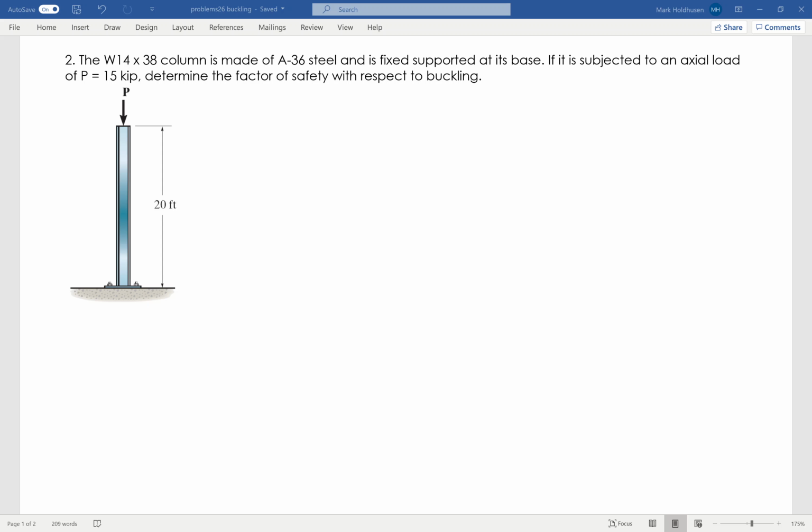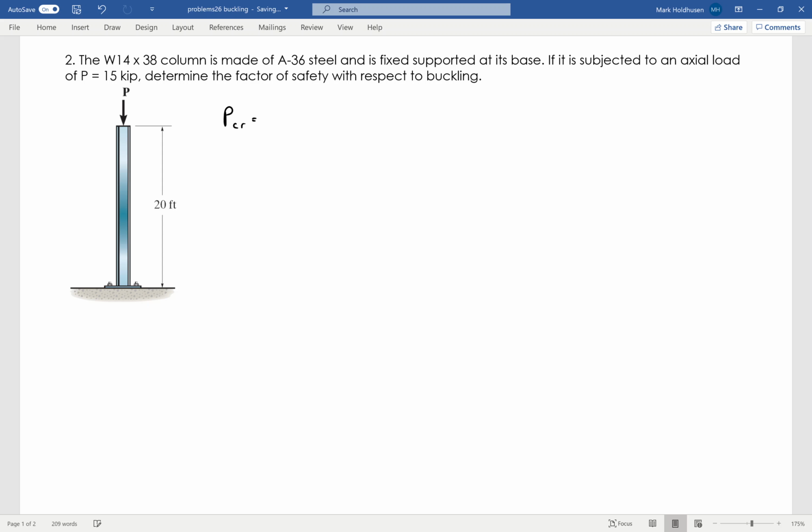Okay, in this problem, I've got a W14x38 A36 steel column. It's fixed at the base, free at the top, subjected to 15 kips, and I want to find the factor of safety on this guy. So the first thing I'm going to do is figure out what my critical load is, and then use my actual load to figure out the factor of safety.